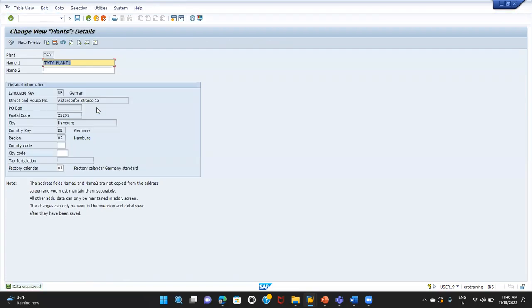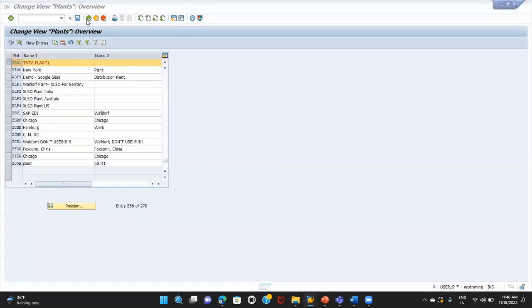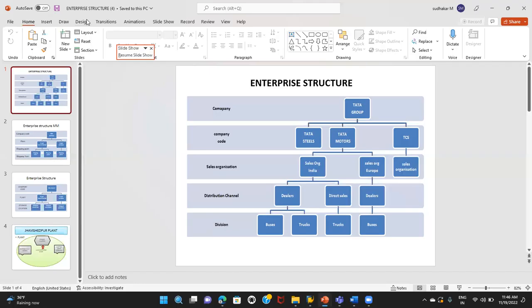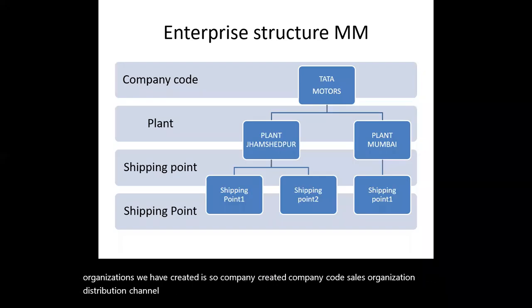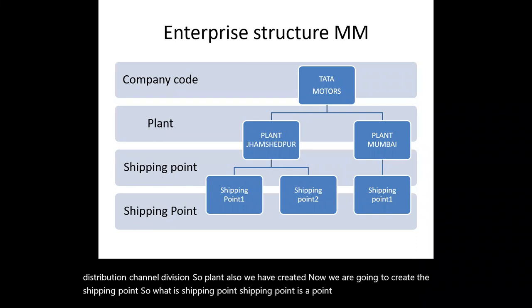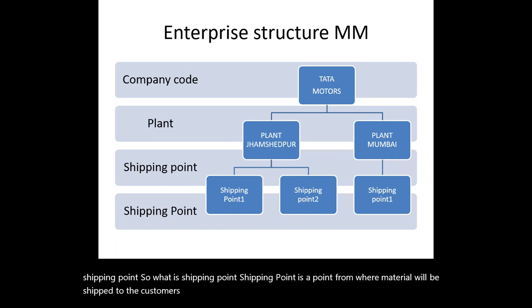This is how we can create the plant. So till now, the organizations we have created are the company, company code, sales organization, distribution channel and division. Plant also we have created. Now we are going to create the shipping point. What is a shipping point? A shipping point is a point from where material will be shipped to the customers. So now we are going to define the shipping point.